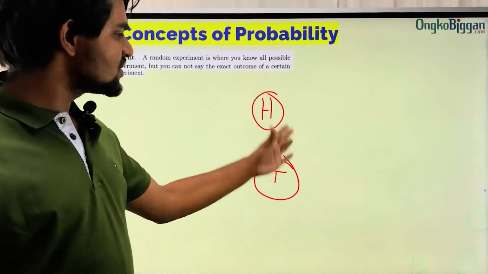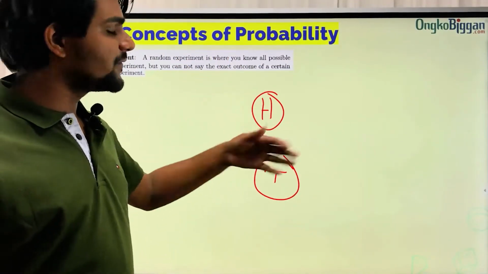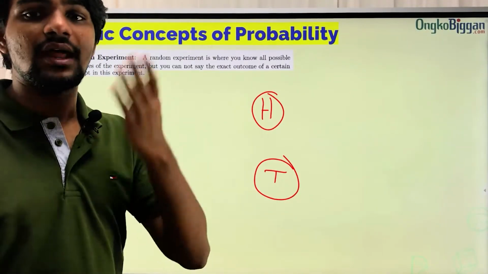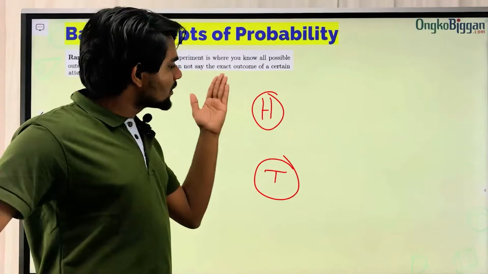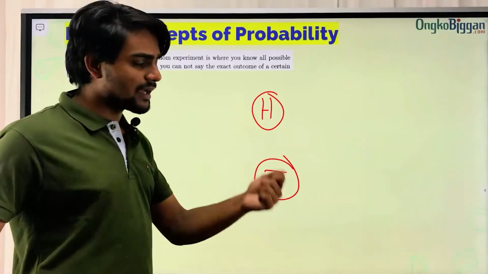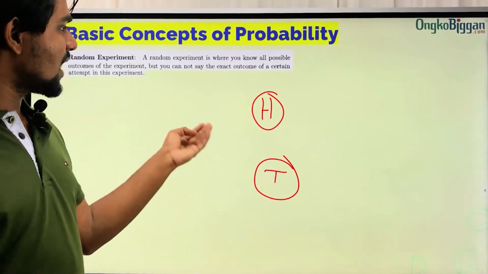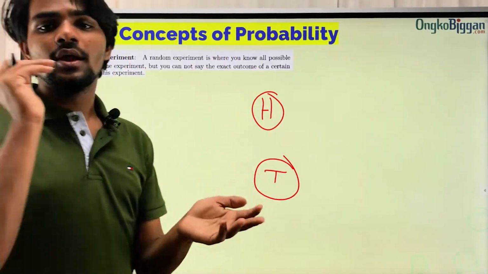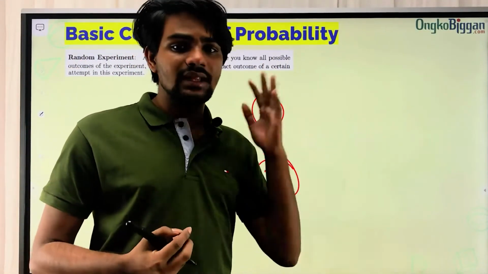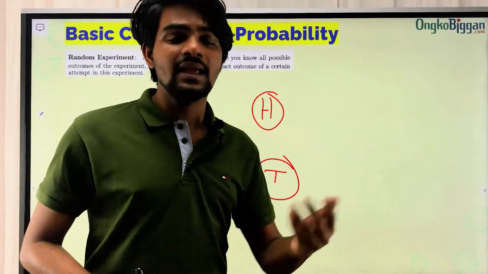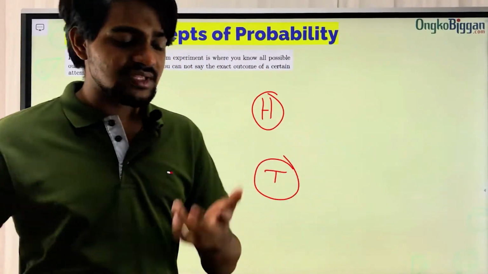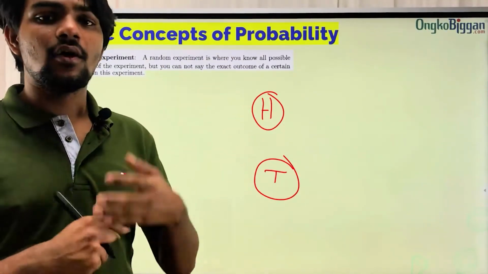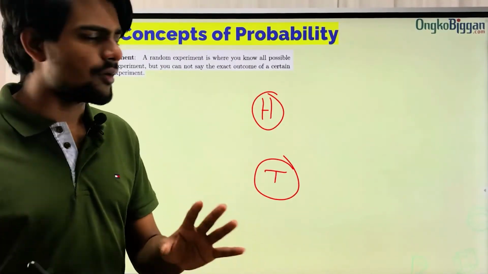But do you know which outcome, or which side will actually land on the ground? You actually don't know. It's up to fate or luck. So you know all the possible outcomes of a coin toss, but you cannot say the exact outcome of any attempt. For example, if you toss a coin 1 time, you cannot tell whether it will be head or tail. Similarly, if you toss the coin 100 times, you cannot tell whether the coin will have a head or a tail when it's falling on the ground.